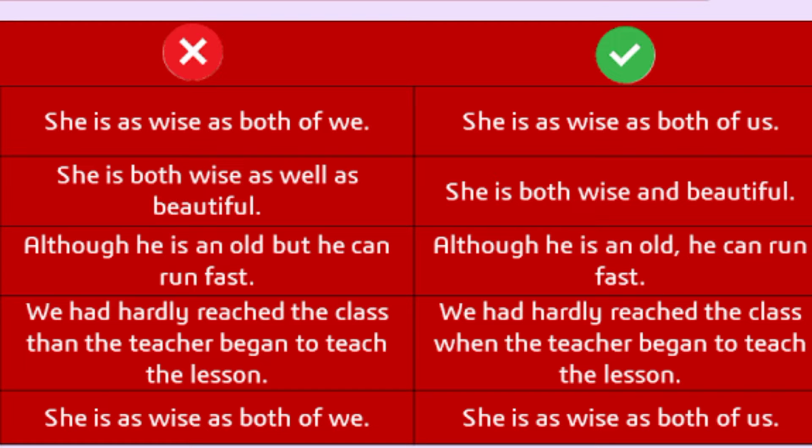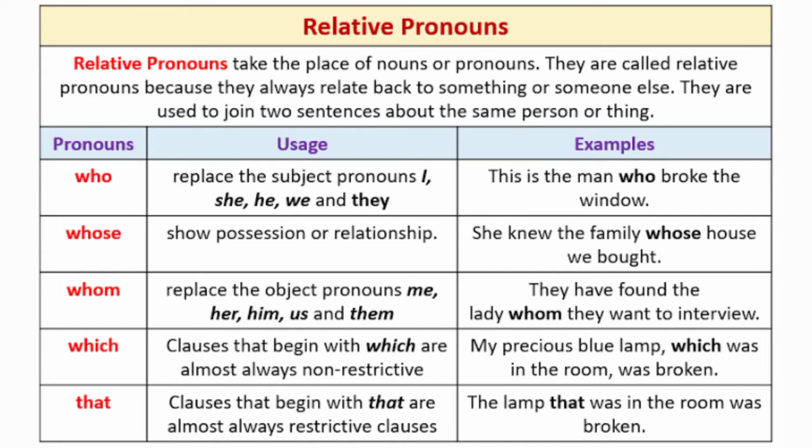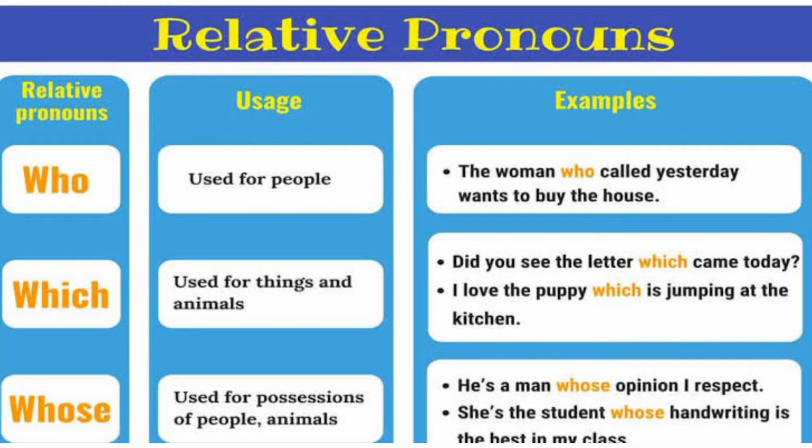Rule number 3 is use of relative pronouns. Relative pronouns are who, whom, which, that. So who and whom are used for people, domestic animals and pets. Which is used for non-living things and non-domestic animals. That is used for people, animals and things, but there are no restrictions related to that.